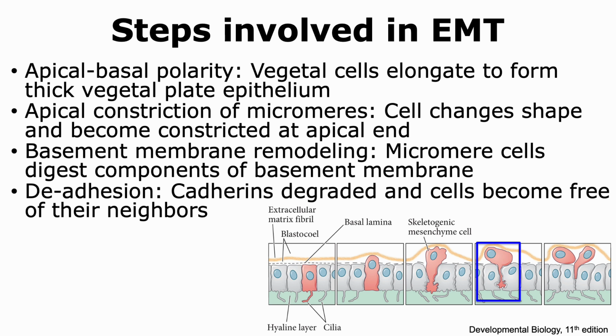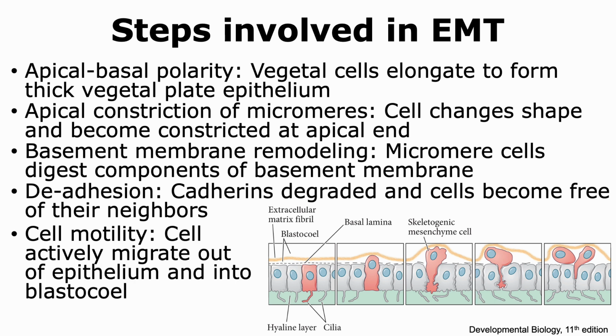And that is what is represented in the small blue box in the figure. Finally, we have cell motility. The cells, now that they have detached from their neighbors, can actively migrate out of the epithelium and into the blastocele. EMT is a very important step, and here in the figure where we can see that blue box, we actually can see a cell that is free of all attachments with its neighbors and can now migrate.